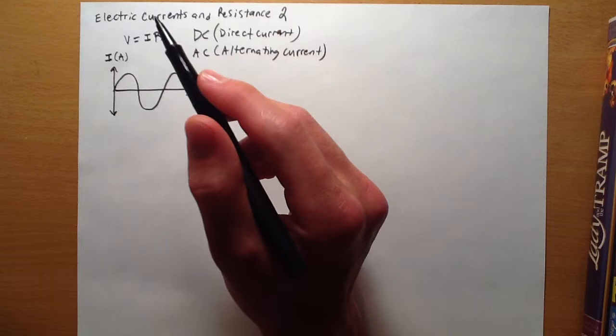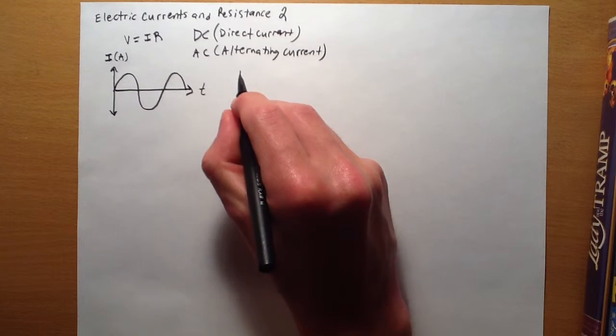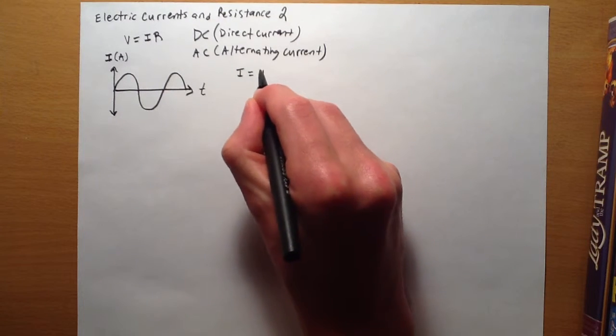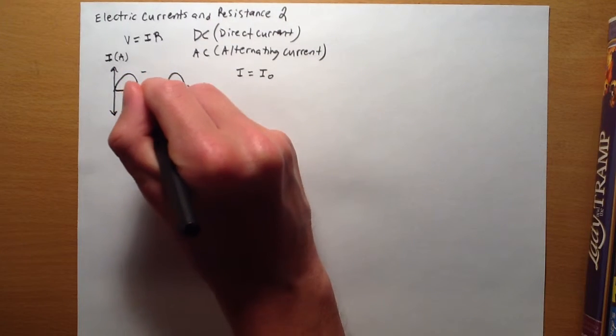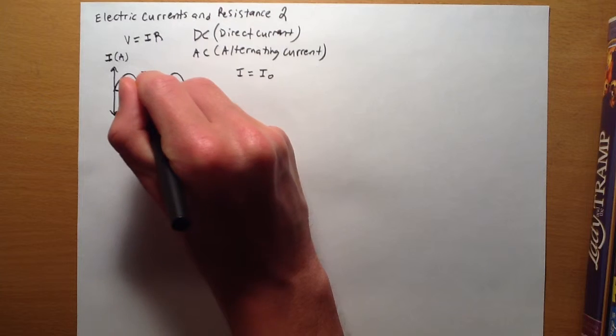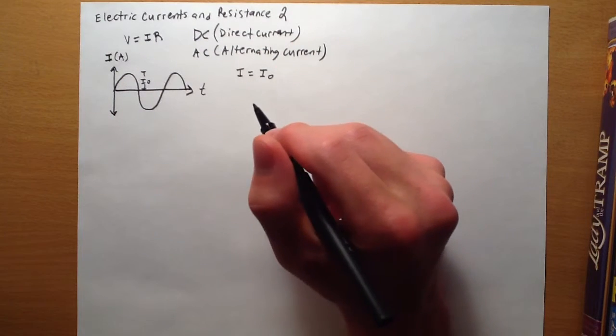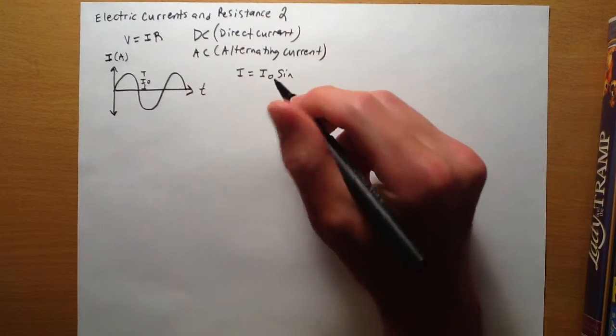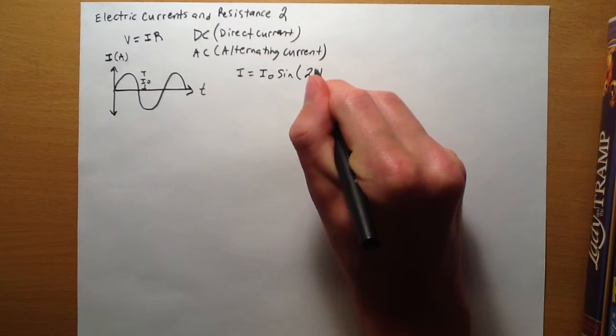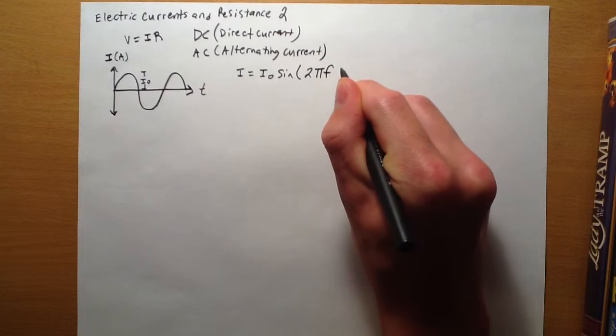So, what is the equation for this? We have I, current, equals I naught, which is peak current, which is the amplitude of this right here, I naught, times sine, because it's a sinusoidal function, times 2 pi frequency times time.